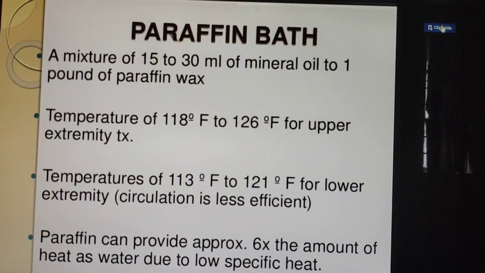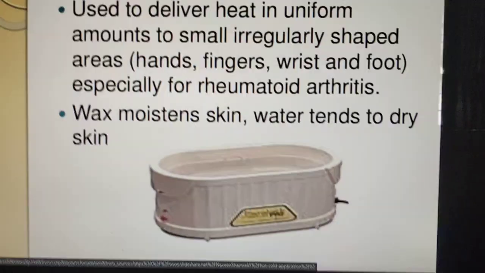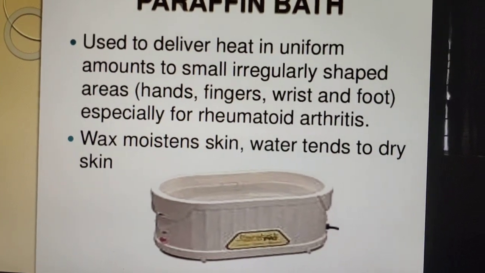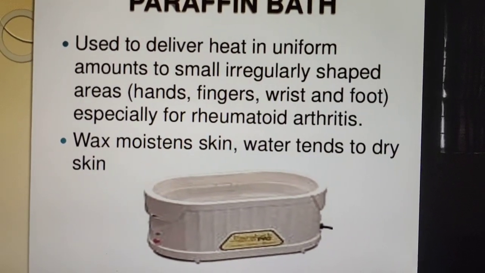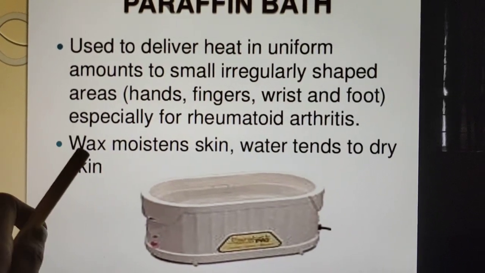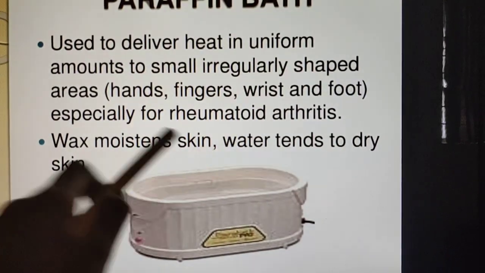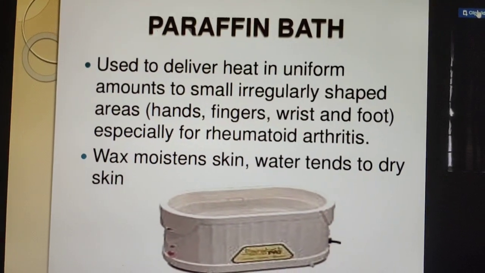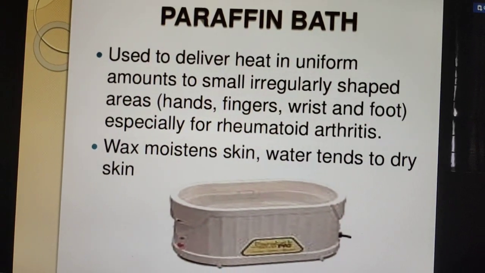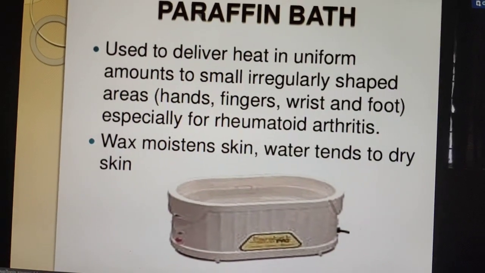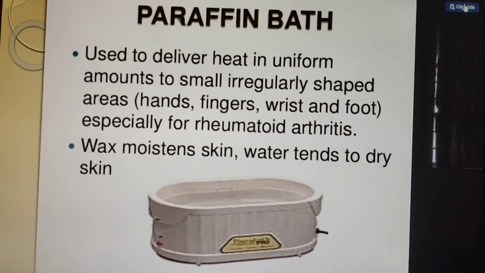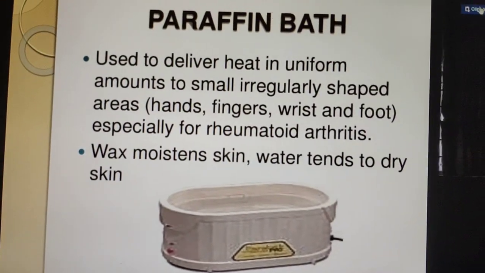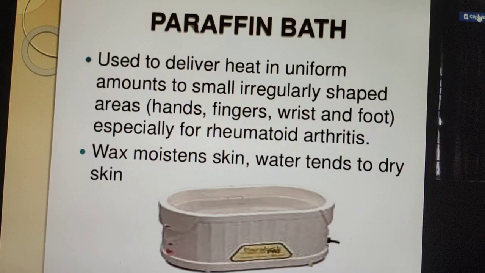Okay, what is the indication? This is what we call a paraffin bath. The wax moistens the skin, whereas water tends to dry the skin, isn't it? The wax is going to keep the skin moist, but with water it easily dries. It is used to deliver heat in a uniform amount to small irregularly shaped areas. For the hand, the finger, the wrist, the foot we use this paraffin, and especially for rheumatoid arthritis we use this paraffin bath. Okay.